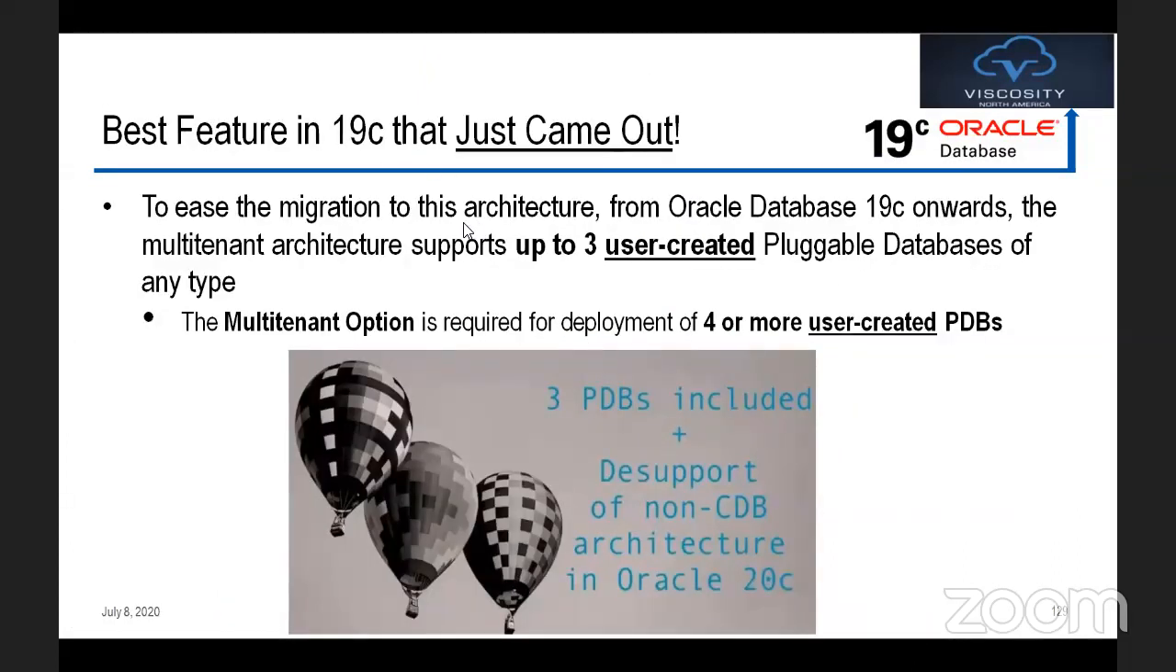The best feature of 19C, though, is that since they're de-supporting non-CDB architecture in 20, they said, you know what? We're going to give you 3 user-created pluggable databases also in 19C. So why was pluggable databases important to learn? And why I showed that 12C feature, because now you're going to have 3 user-created, and non-CDB is going to be de-supported in 20. But I only need the multi-tenant option if I'm using 4 or more user-created pluggable databases.